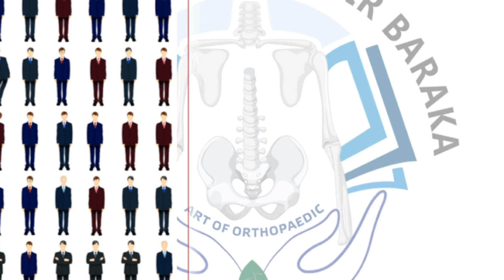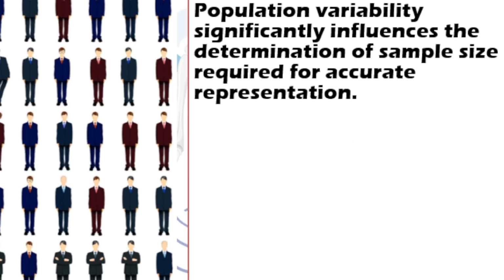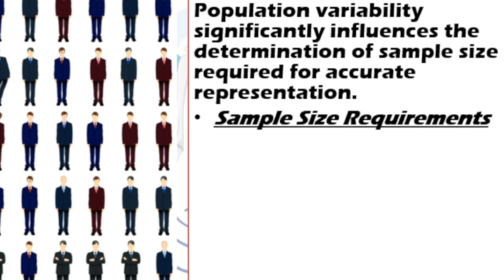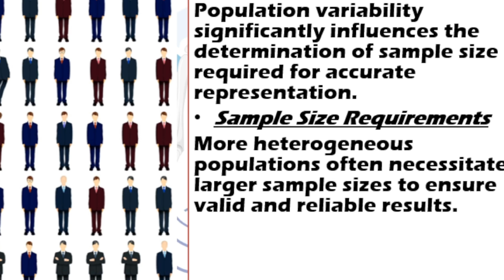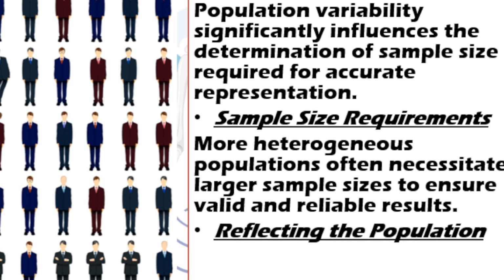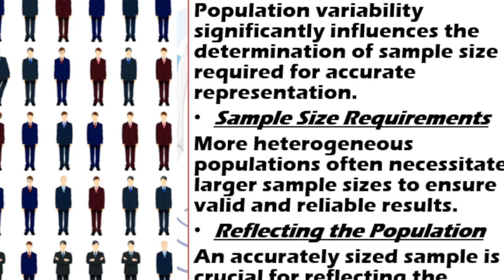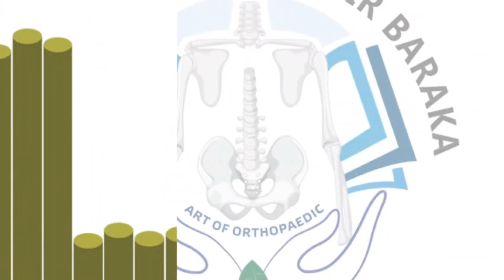You see, this is population variability. The impact of population variability significantly influences the determination of sample size required for accurate representation. So, more heterogeneous populations often necessitate larger sample size to ensure valid and reliable results. An accurately sized sample is crucial for reflecting the characteristics of the entire population effectively.